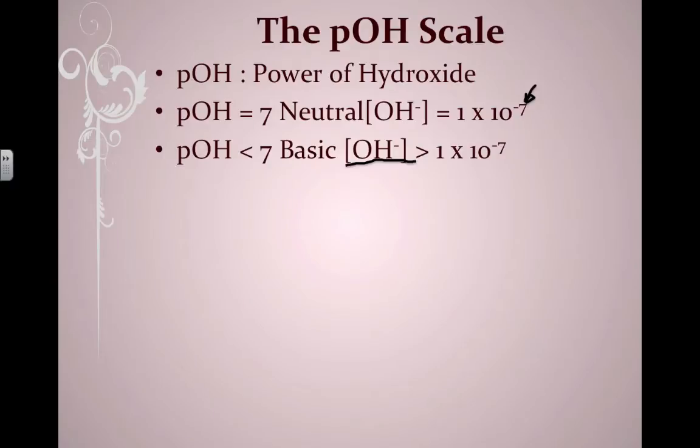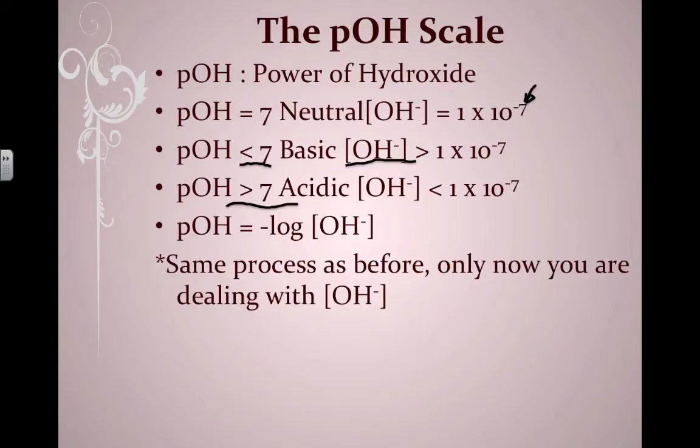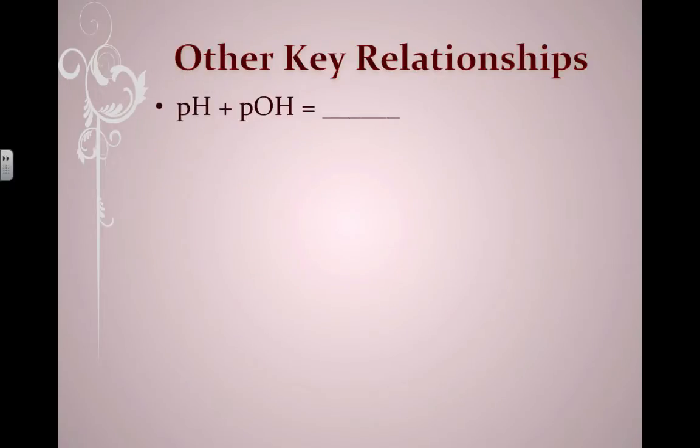So when the pOH is equal to 7, it's a neutral substance. When it's less than 7, this solution is basic because the concentration of hydroxide ions is greater than 1 times 10 to the minus 7. In an acidic solution, the pOH is greater than 7. And to find the pOH, we simply take the negative log of the hydroxide ion concentration. So it's the same process as what we used with pH, only now we're dealing with the hydroxide ions.